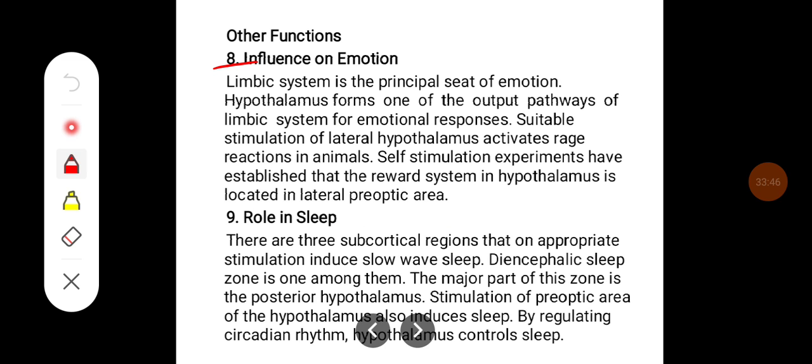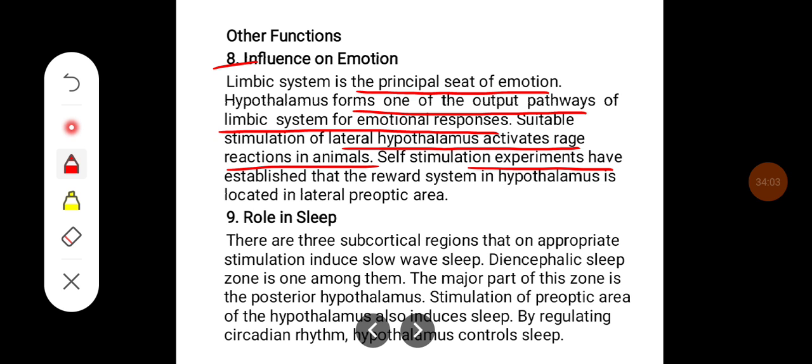Hypothalamus also influences emotions. Limbic system is the principal seat of emotion. Hypothalamus forms one of the output pathways of limbic system for emotional responses. Suitable stimulation of lateral hypothalamus activates rage reaction in animals. Self-stimulation experiments have established that the reward system in hypothalamus is located in the lateral preoptic area.